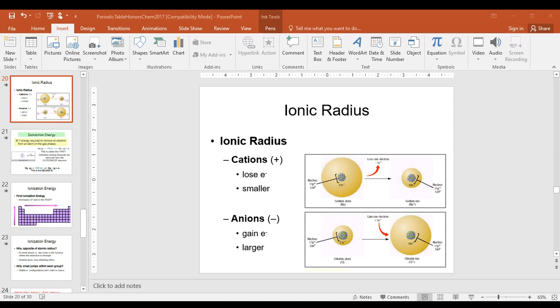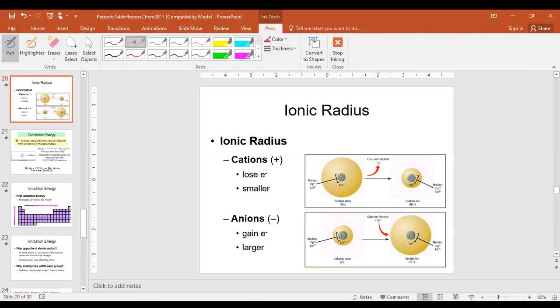But if we also think about sodium, if we were to write the shorthand configuration of sodium, we would see that we have neon and then we have 3s1. When we form the sodium ion, we lose that outer electron, and then we just have neon. We look at our periodic table, neon has two energy levels. So this is Na plus 1. This is Na. We started with 3 energy levels. Now we have 2, so it's smaller.